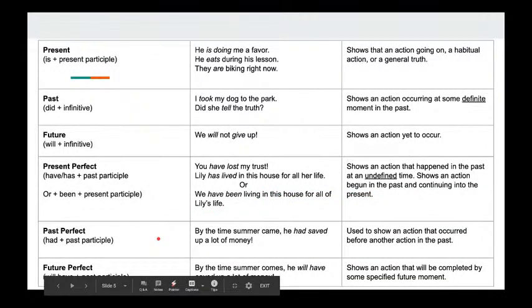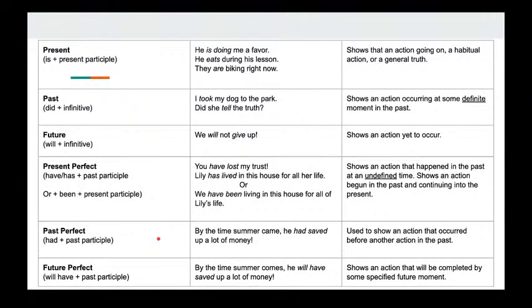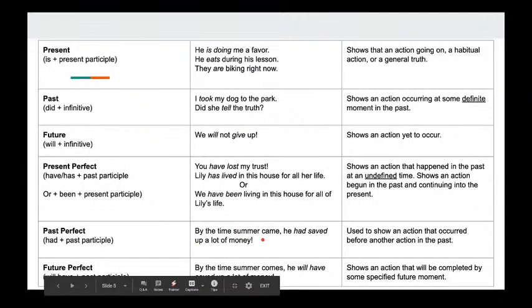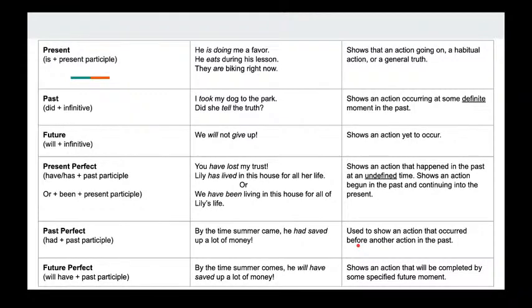The past perfect can be formed with had plus a past participle. An example would be, by the time summer came, he had saved up a lot of money. The past perfect is used to show an action that occurred before another action, both occurring in the past. And lastly, we have the future perfect tense. It can be formed with will have plus the past participle of the verb. An example sentence would be, by the time summer comes, he will have saved up a lot of money. The future perfect tense shows an action that will be completed by some specified future moment.